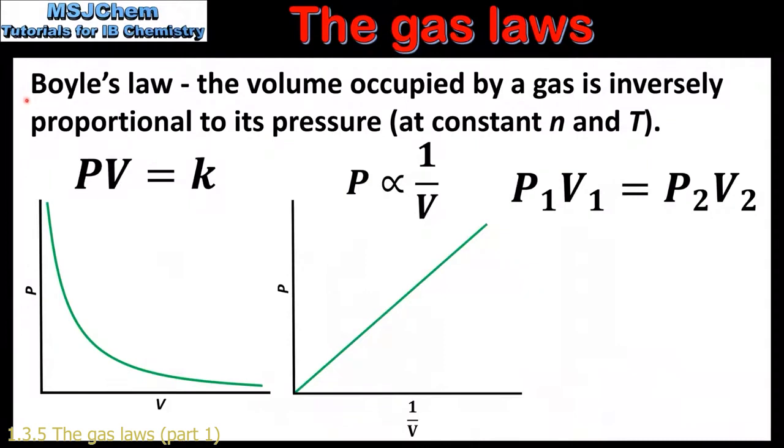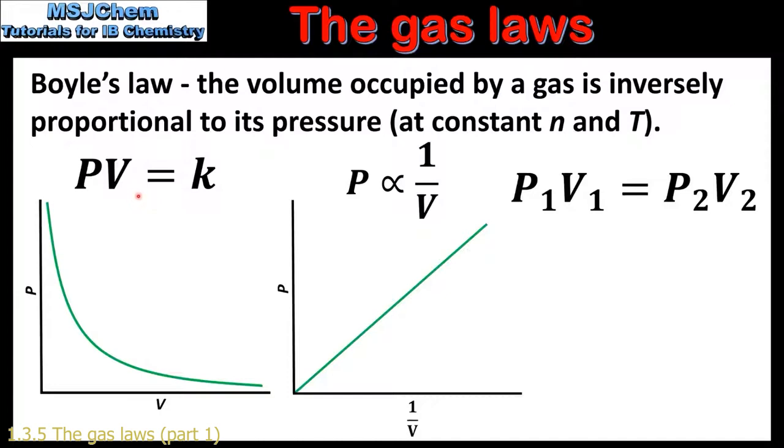We'll start by looking at the relationship between pressure and volume at constant temperature, which is also known as Boyle's law. This states that the volume occupied by a gas is inversely proportional to its pressure. In equation form, Boyle's law can be represented in three different ways.